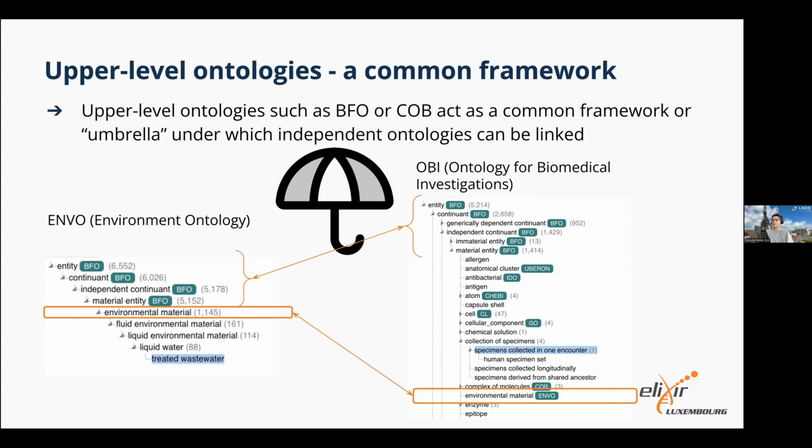And I've got a bit of an example here from 2 ontologies, the environment ontology ENVO and the ontology for biomedical investigations OBI. Now, say you're doing a biomedical investigation, you're trying to annotate some stuff around sample collection, and you need to bring sample collection locations into it. So you've got your specimen collected in one encounter, for example, and you want to link it to treated wastewater because that was where you collected the sample. Well, luckily for you, first off, OBI already includes the specific ENVO term environmental material.